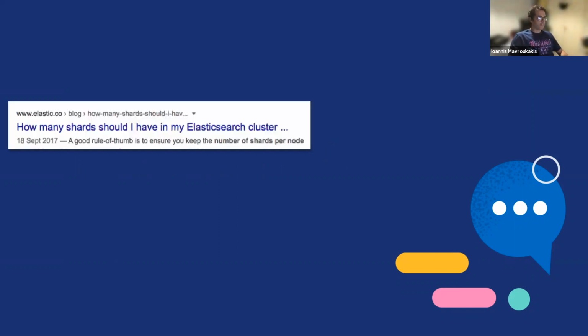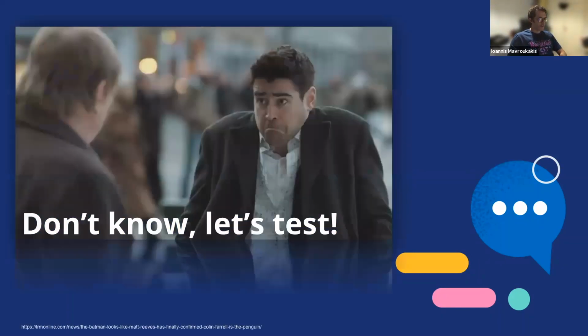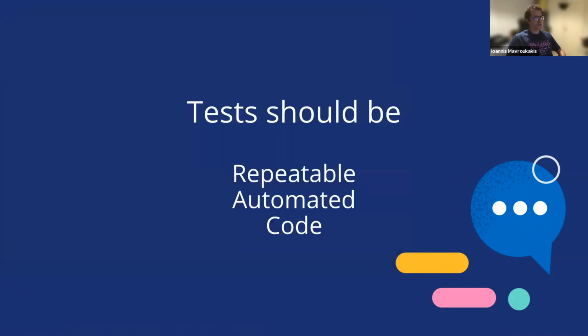And there are several resources out there. I'm sure that if you search, you'll find quite a lot of stuff. But obviously, the most efficient approach is to design and run your own tests. And for me, in order to get the best results, your tests should have these three characteristics. They need to be repeatable, they need to be automated, and they need to be in code.